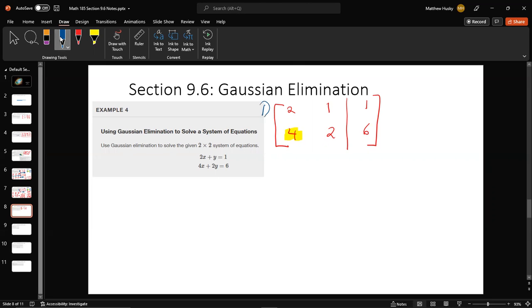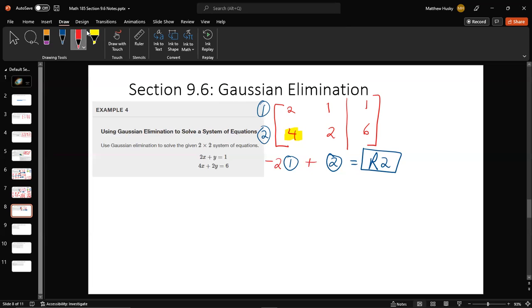So here's what we're going to do. Like before, we'll call this row 1, and then this is row 2. The goal is to make this a 0. So if we were to do -2 times row 1, and then add row 2 to that, and then we will put that in row 2.